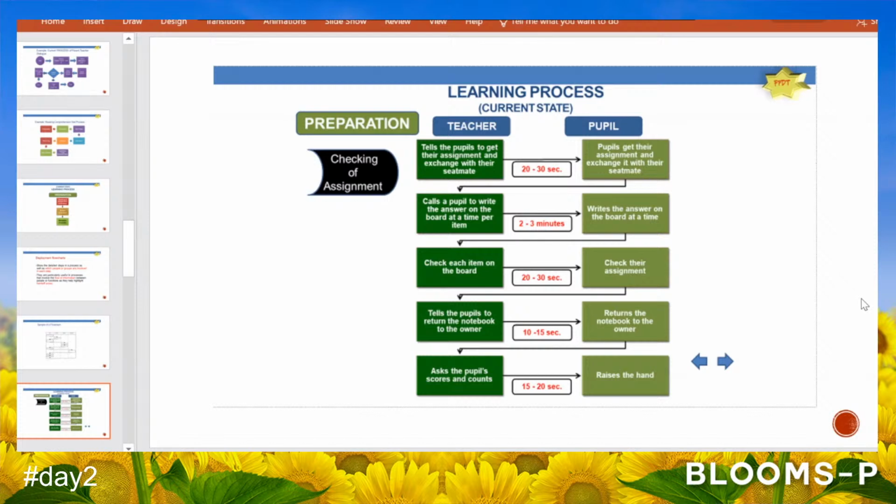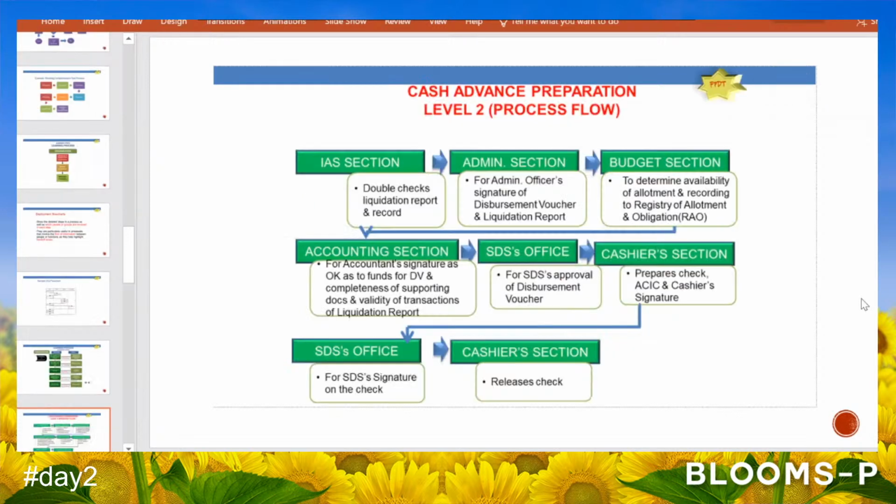So, of course, upon getting the correct answer, the pupil will check their assignment. Then the teacher will tell the pupils to return the notebook to the owner. So that's about 10 to 15 seconds. And the pupil returns the notebook to the owner. So the teacher again will ask the pupils to score and count. Then the pupil raises the hand. So that is the current process wherein, as part of the preparation, a teacher is doing the checking of assignment.